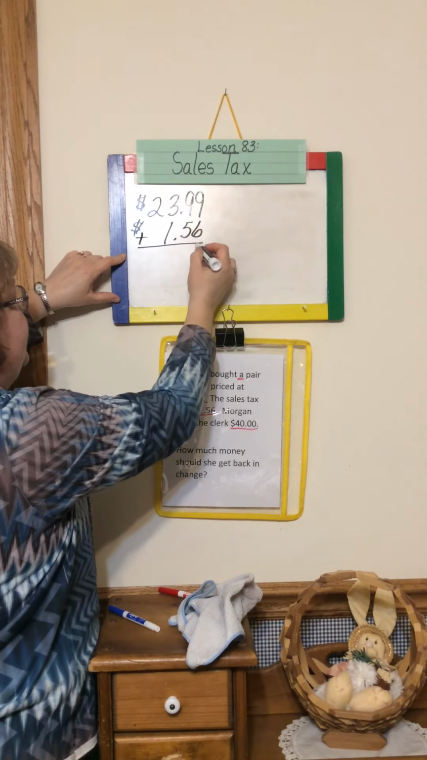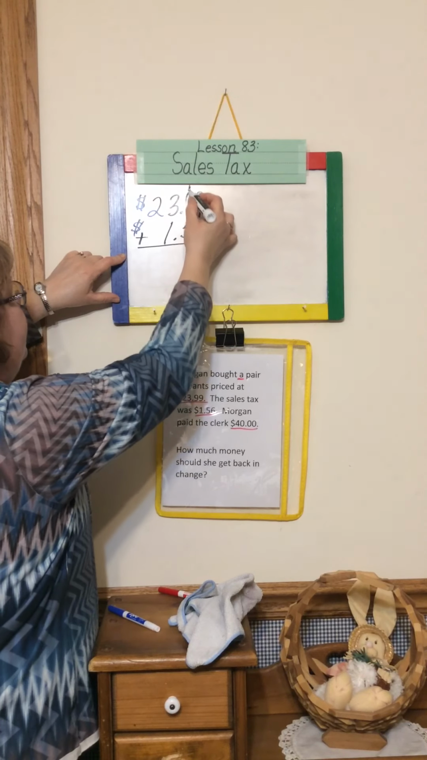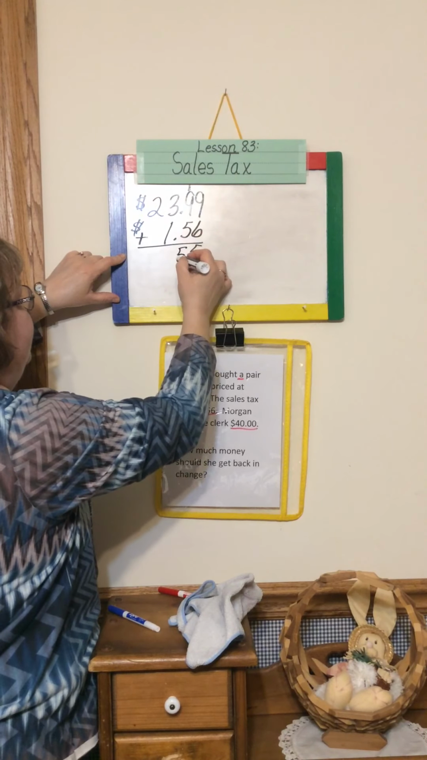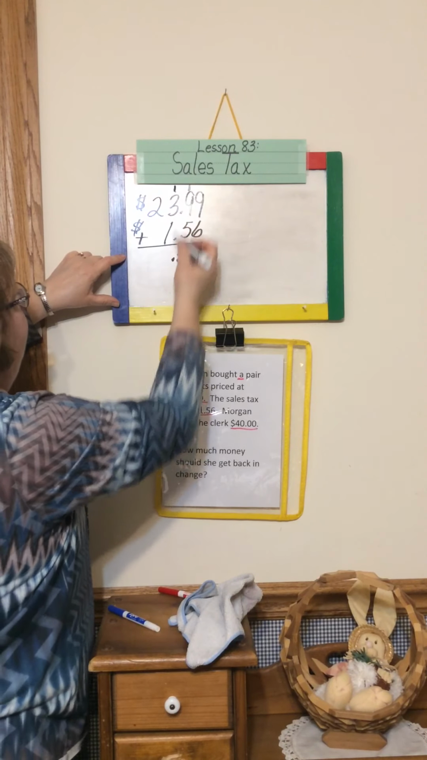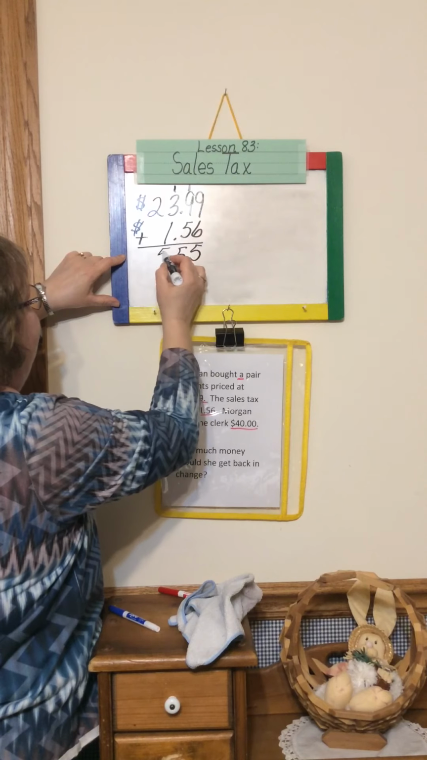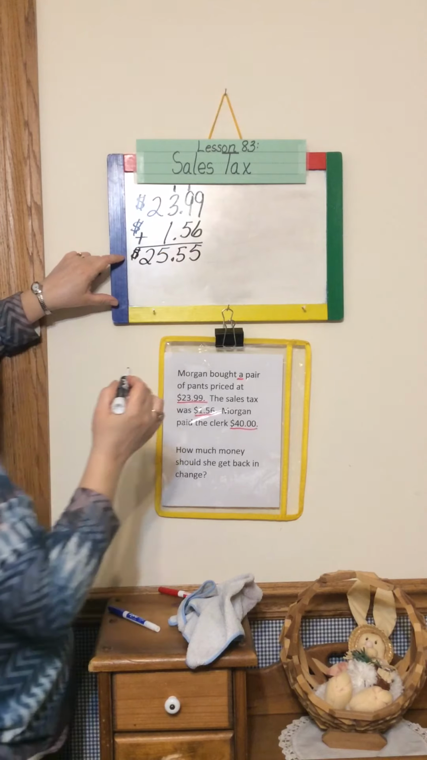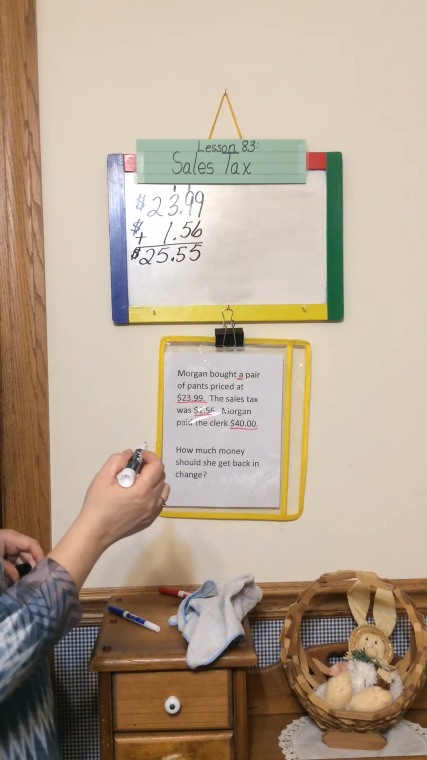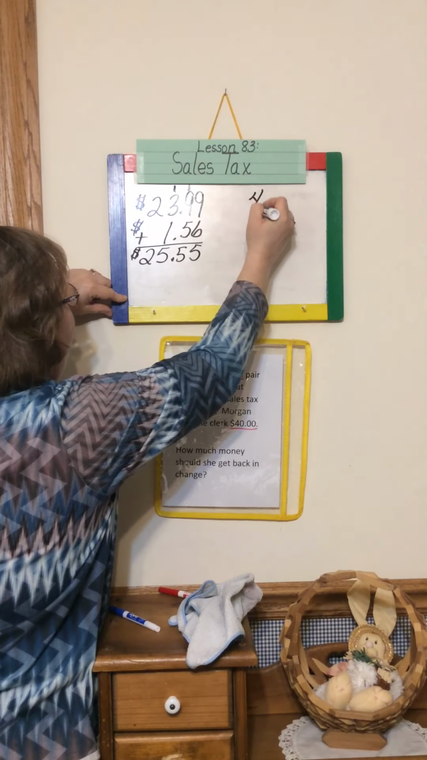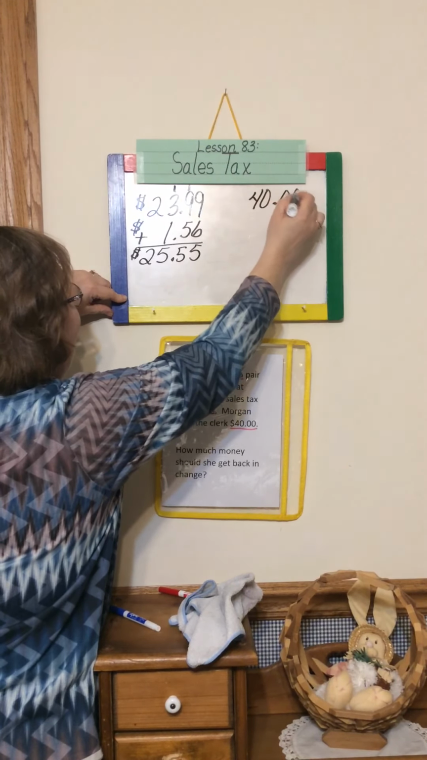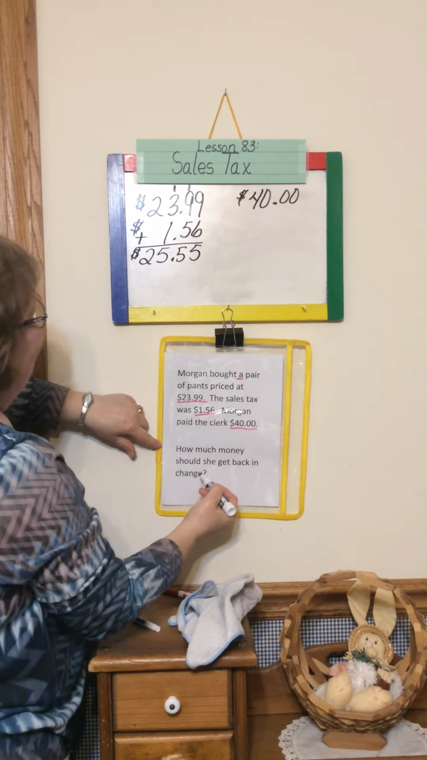So 9 plus 6 is 15. Put the 5 there, the 1 in the 10s. 9 plus 1 is 10. 10 plus 5 is 15. Put a dollar sign right there, or our decimal point. 1 plus 3 plus 1 is 5. And 2 plus nothing is 2. So Morgan paid a total of $25.55 for these pair of pants. But she paid the clerk $40. And we need to find out from the question, how much money did she get back in change?